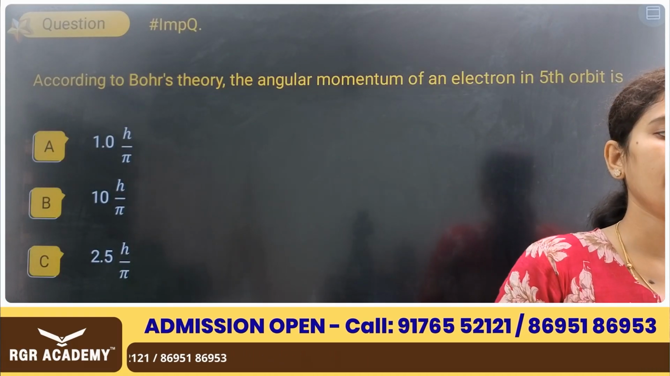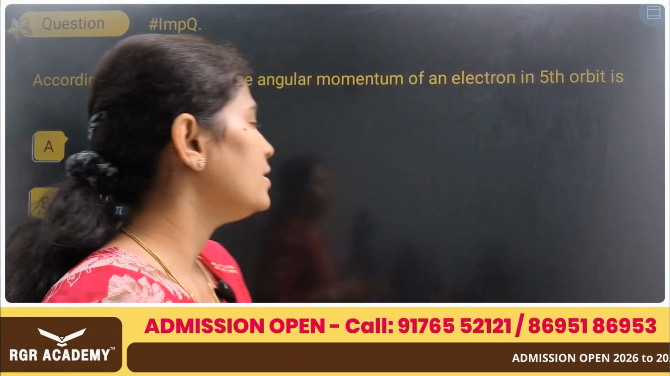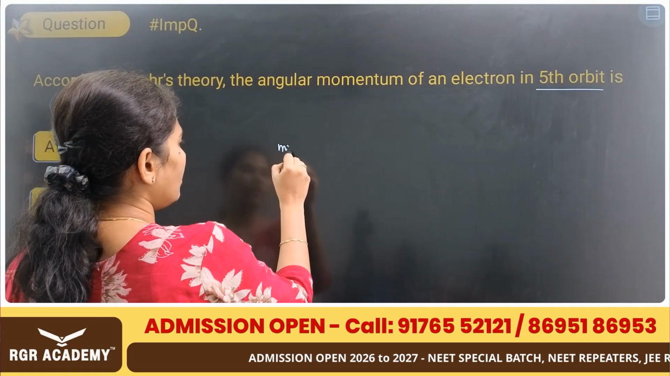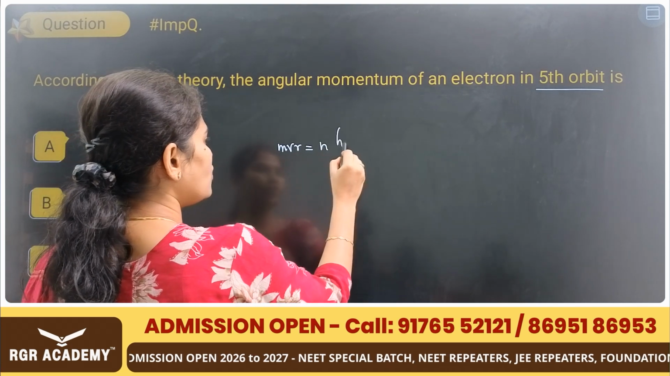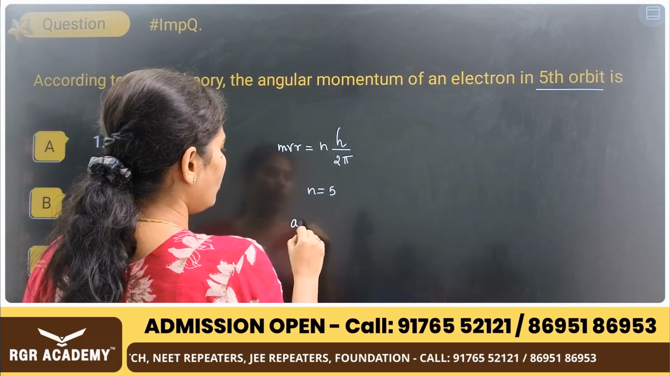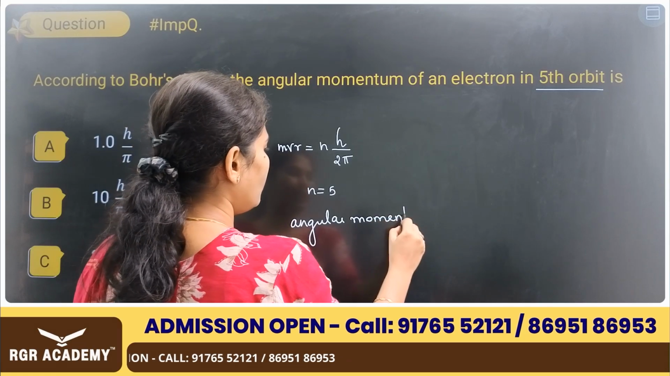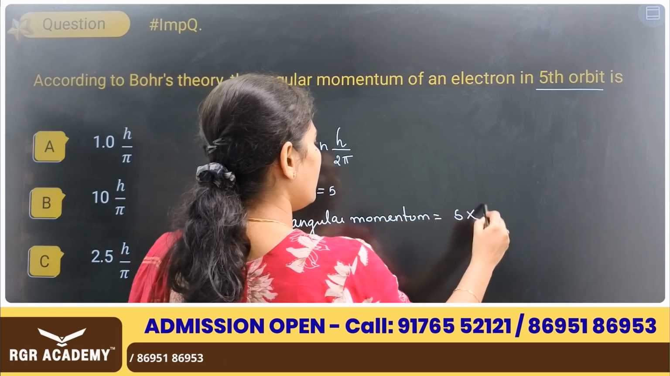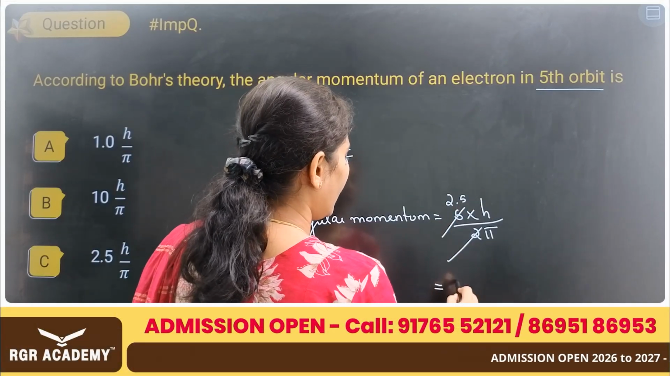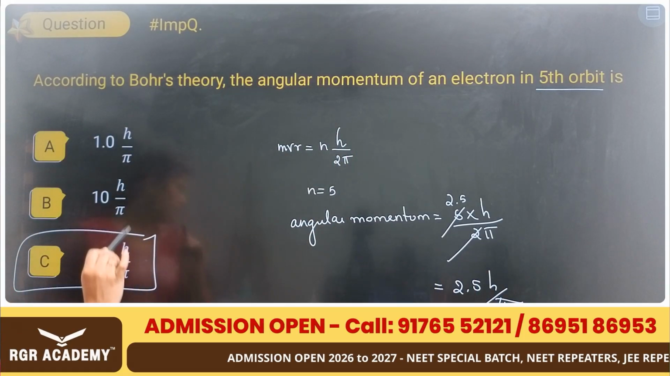Second question: according to Bohr's theory, the angular momentum of electron in fifth orbit, right? We are going to calculate the angular momentum using the formula mvr, that is nothing but nh by 2 pi. So we are going to use n as 5. So what will be the angular momentum now? Instead of n, I have to substitute the value 5. So that is 5h by 2 pi. Once we are cancelling, we are getting 2.5. The final answer is 2.5 h by pi. Third option is our answer.